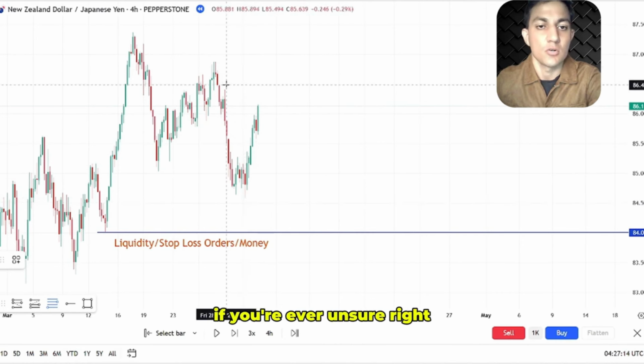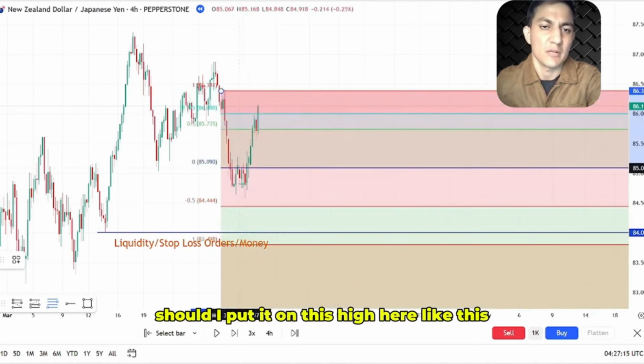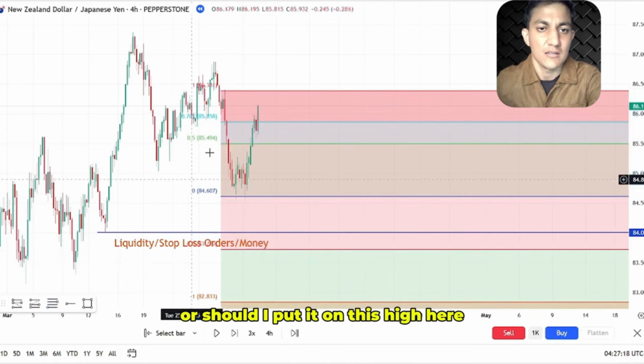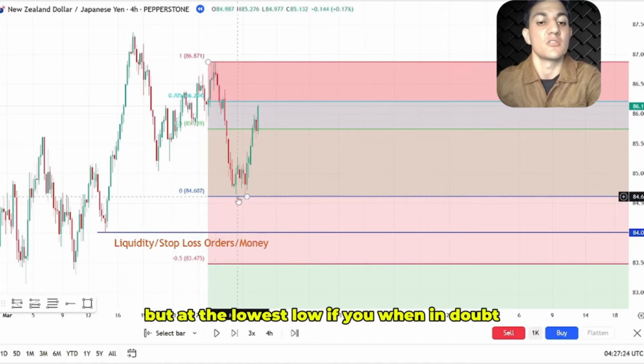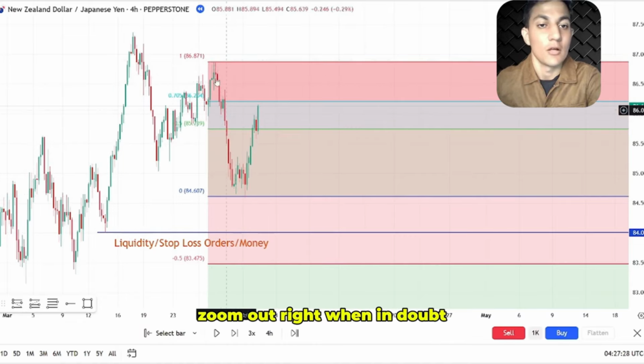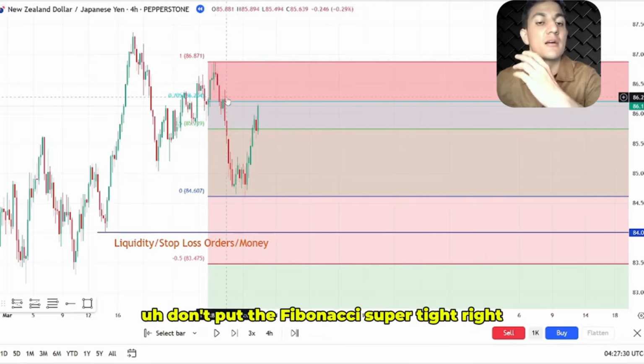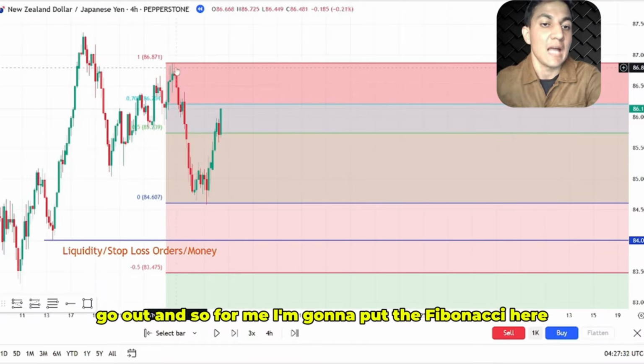If you're ever unsure, because a lot of people can think, should I put it on this high here, like this, or should I put it on this high here? If you're ever unsure, put it at the highest high. Similarly, when you're bullish, put it at the lowest low. When in doubt, zoom out. When in doubt, don't put the Fibonacci super tight. Go out. So for me, I'm going to put the Fibonacci here.